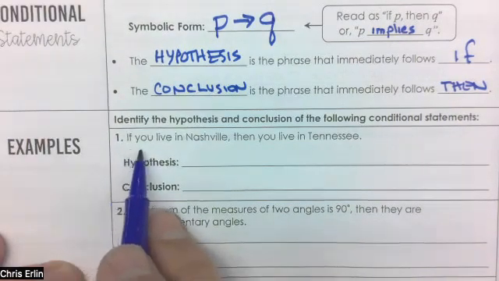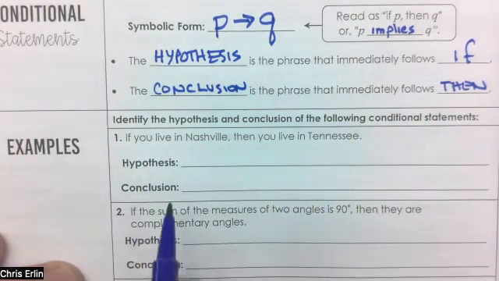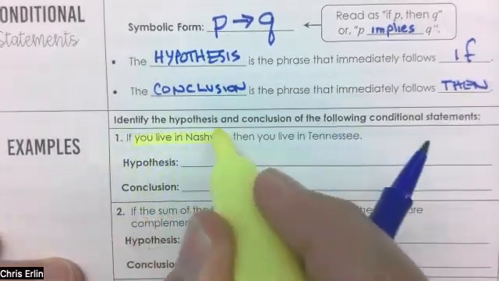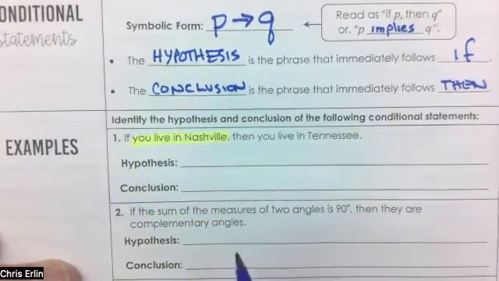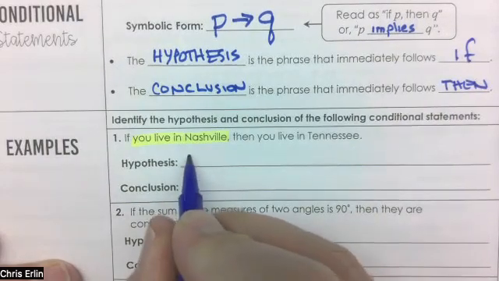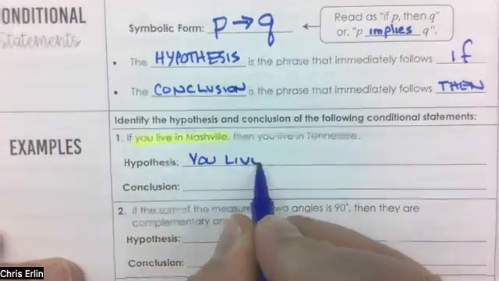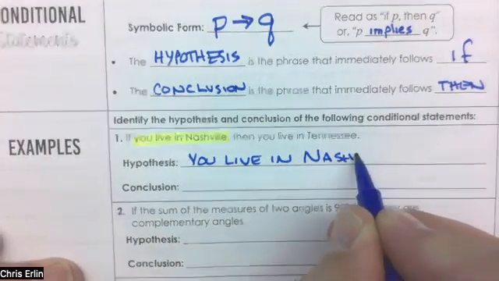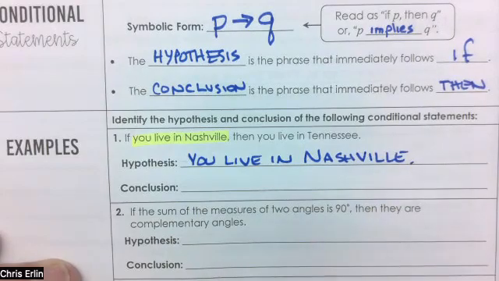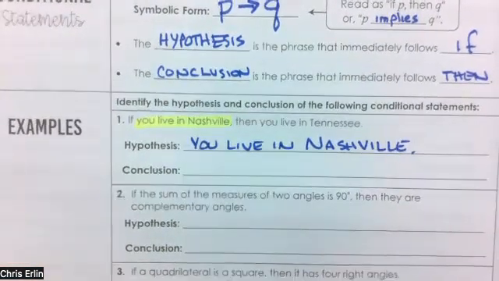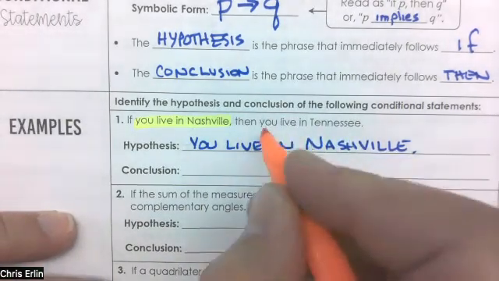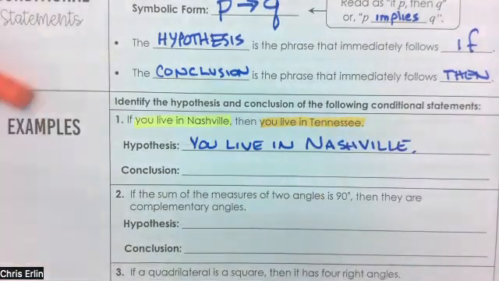So let's take a look at this example. If you live in Nashville, then you live in Tennessee. What's the hypothesis? So close. Oh, someone said it. Yes. If is the indicator of what's coming being the hypothesis. It is not part of the hypothesis. You live in Nashville is the hypothesis. And the conclusion? Good. You live in Tennessee.